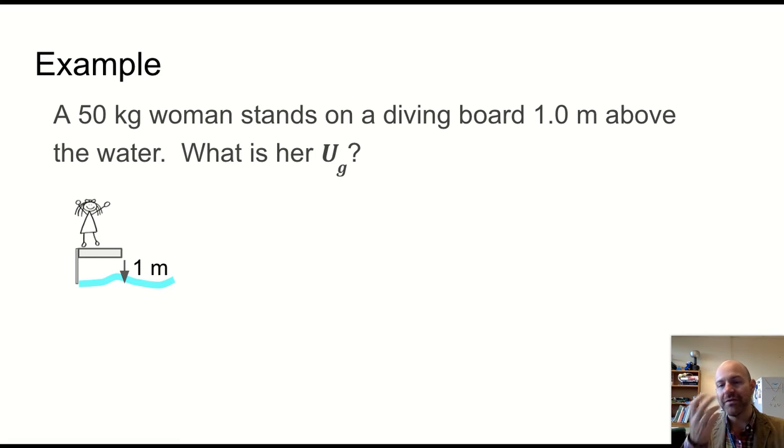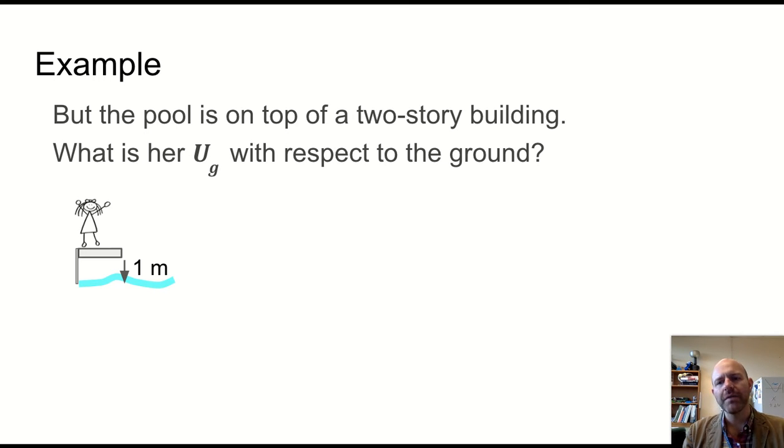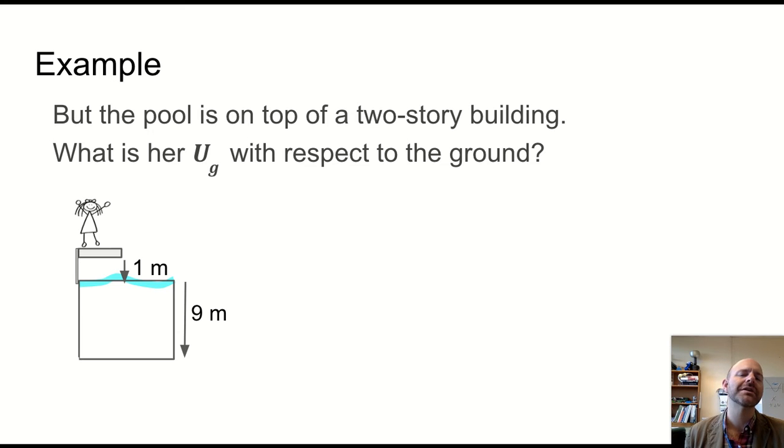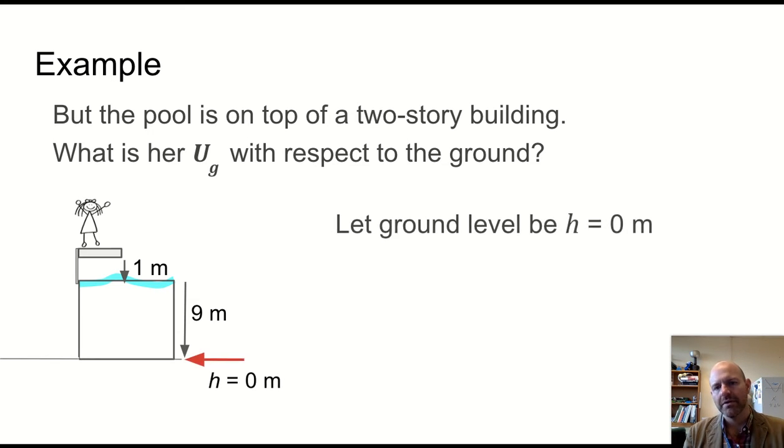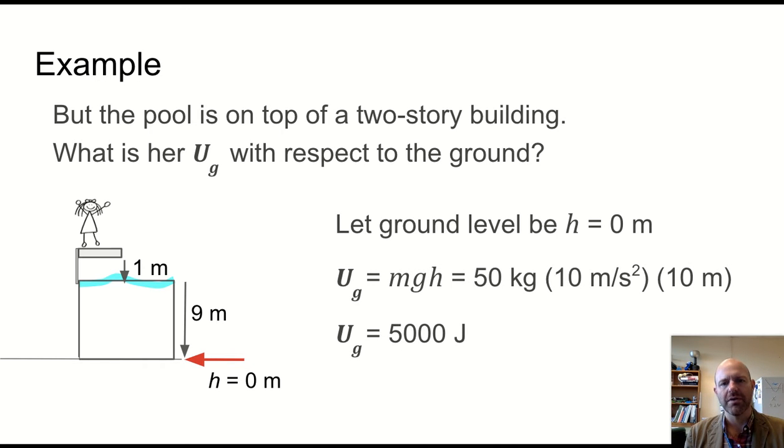So for example, a 50 kilogram woman stands on a diving board 1 meter above the water. What is her gravitational potential energy? With respect to the water, it's mgh, or 500 joules: 50 kilograms times 1 meter times 10 meters per second squared. But what if the pool is actually on the top of a building? This is a rooftop pool. And we now ask, what's our gravitational potential energy with respect to the ground? Well, if the ground level is h equals 0, then mgh gives us 50 kilograms times 10 meters per second squared times 10 meters high, which gives us 5,000 joules of gravitational potential energy with respect to the ground.